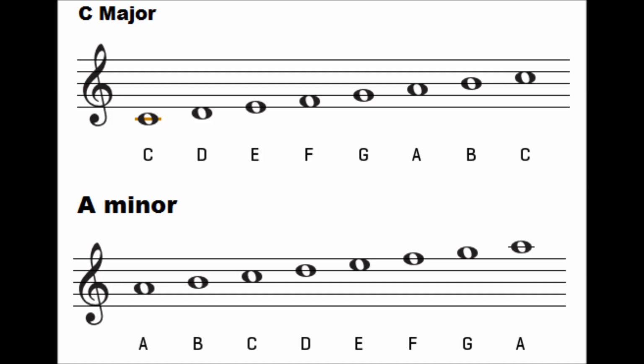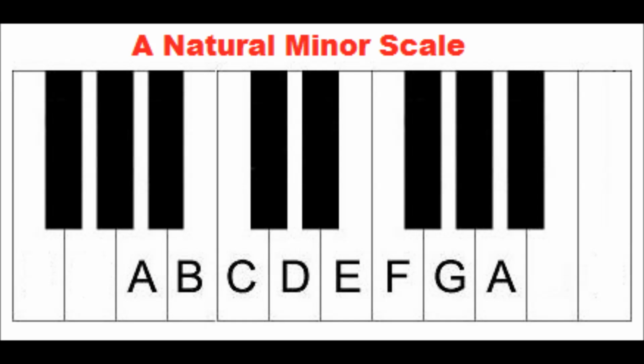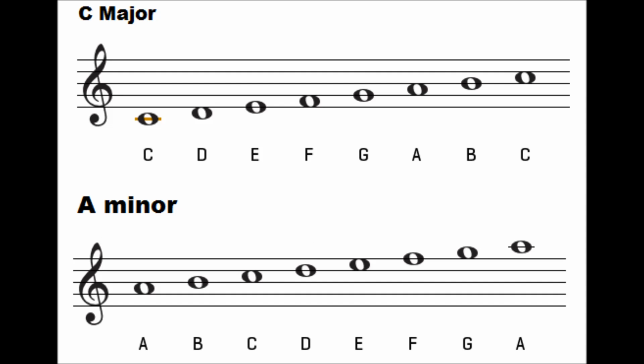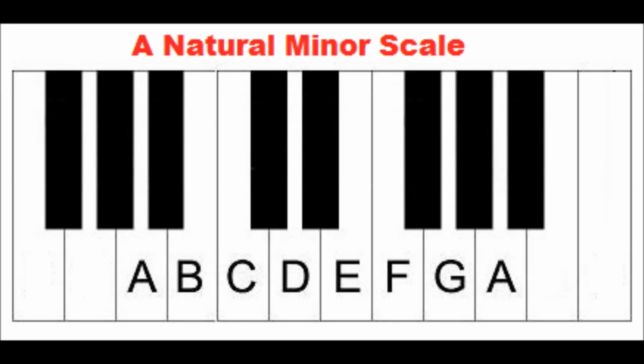The key signature of C major and the key signature of A minor have no sharps or flats. They are the same. The notes of the A natural minor scale are A, B, C, D, E, F, G. These are the same notes as the notes of the C major scale, except that the sixth note of the major scale becomes the root note of the natural minor scale.